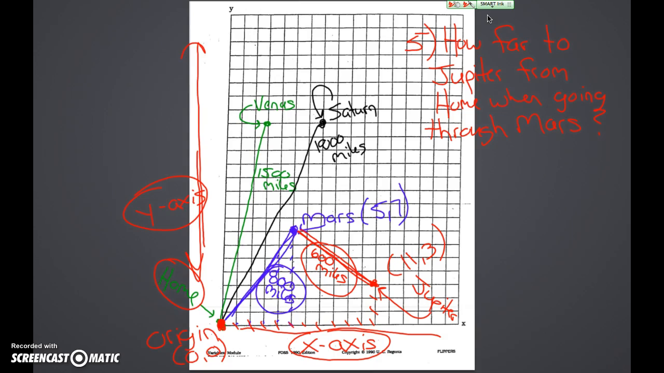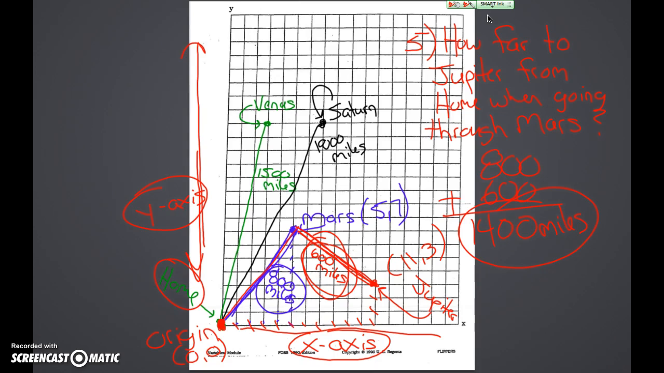So, being the smart lads that you are, you know that you have to start at home, which is the origin. You need to go 800 miles to Mars, so that would be 800. And then you know from Mars to Jupiter, because you're reading the map, is 600 miles. You're going to add those together, 800 plus 600. Okay, mental math, 8 plus 6 is 14. We just drop our 2 zeros down. Obviously, you need to label it. 1,400 miles between the origin and Jupiter if you go through Mars.